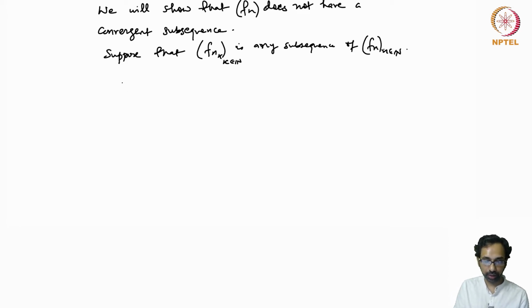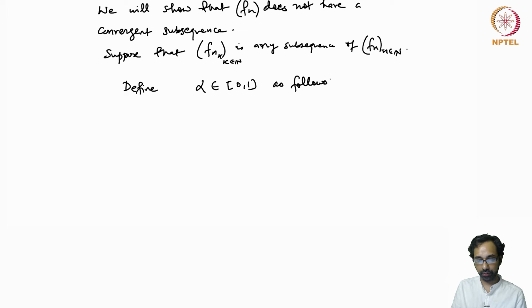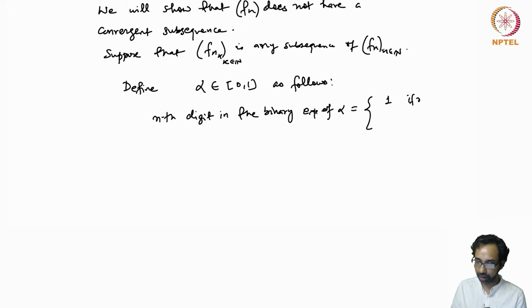Now define a point alpha in [0,1]. So how do we define alpha? We define it using the binary expansion. The nth digit in the binary expansion of alpha is given by: it is 1 if n is equal to n_k and k is even, and 0 otherwise.